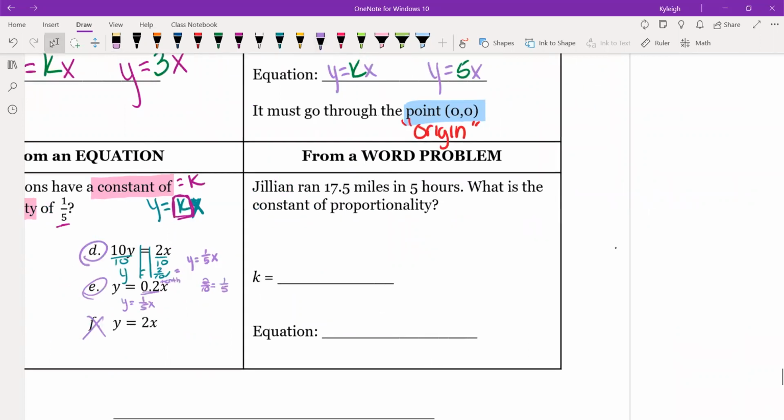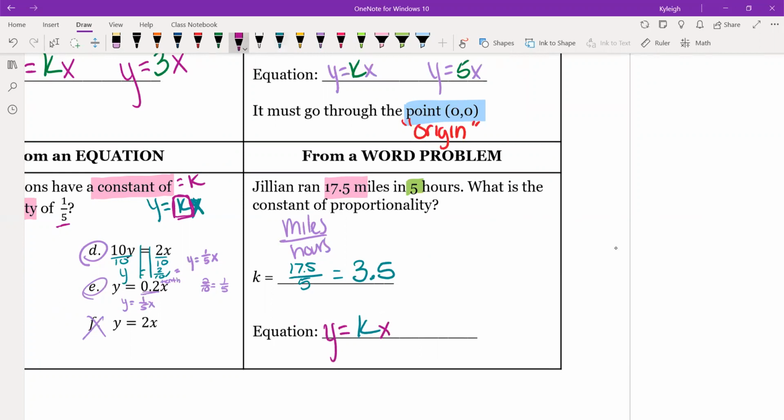From a word problem, this is what we've been doing. Just find the unit rate. So we want to do miles over hours. So we have 17.5 miles and 5 hours. We can do 17.5 over 5. Divide that out and you get 3.5. So that means in our equation, y equals kx, we have y equals 3.5x.